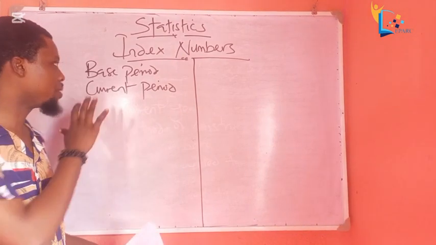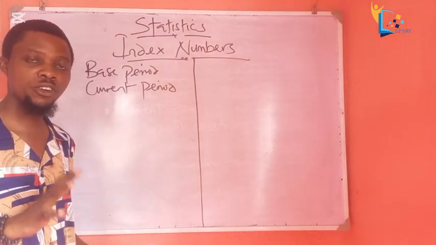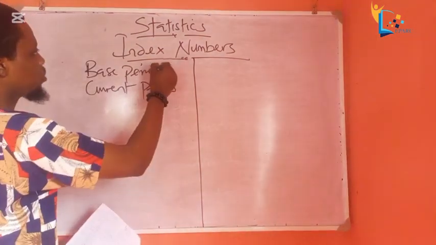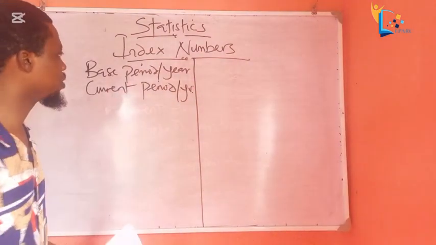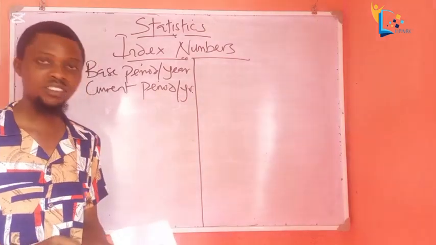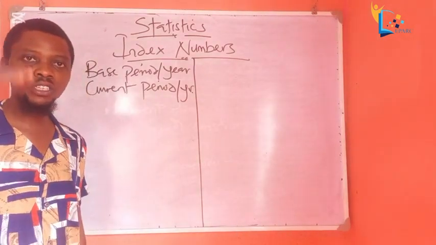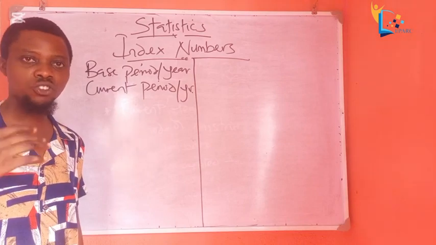So the base period here is either a base period or a base year, the same thing. Base period or base year. It is the year of reference. All the current periods are measured against it.